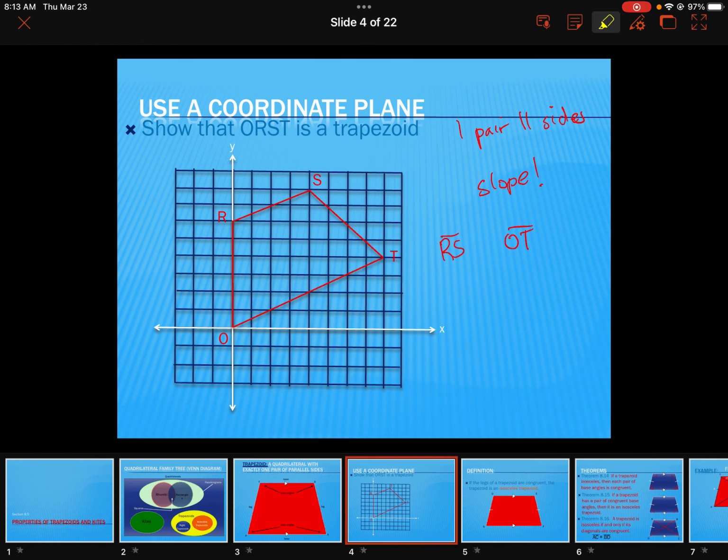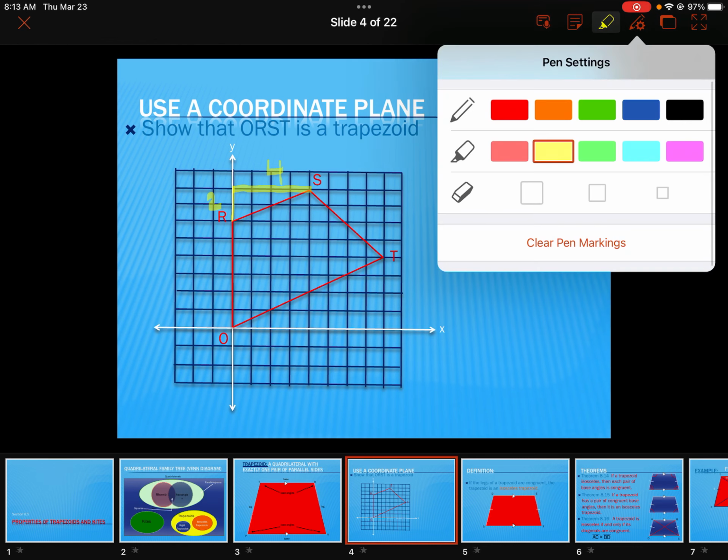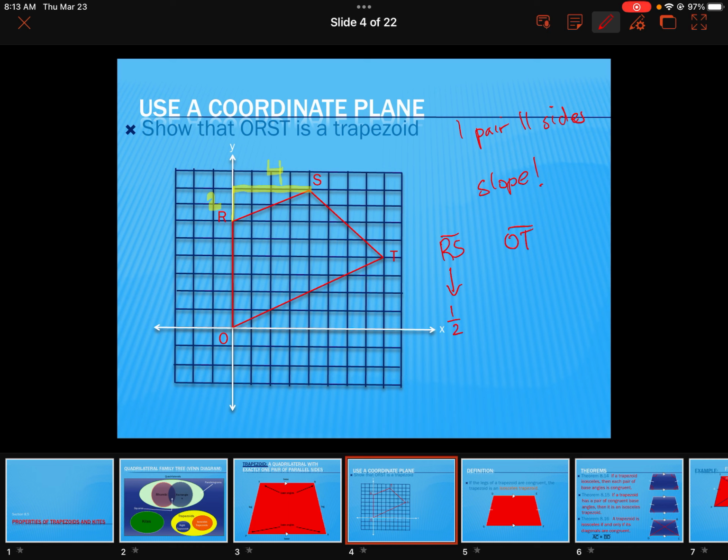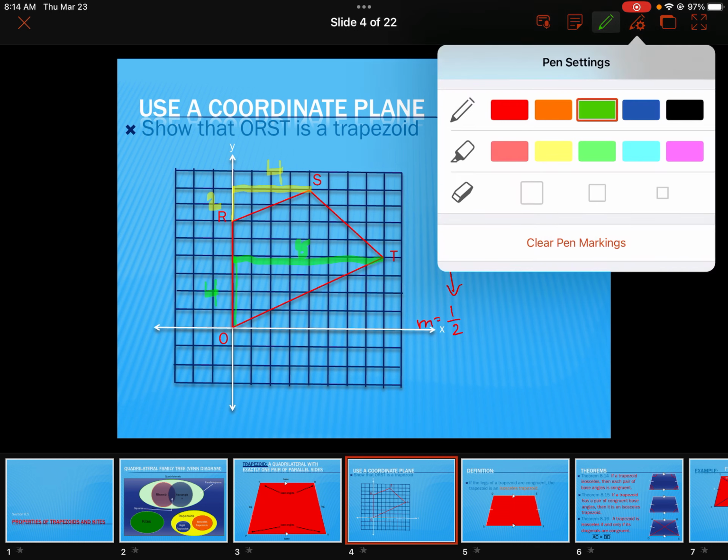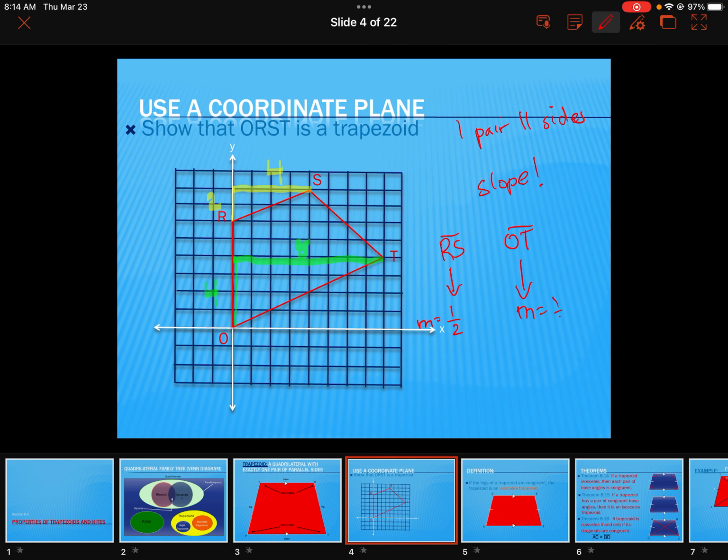Well, we're going to find the slope by counting. From R to S, we're going to count up 2 units, and we're going to count to the right, it looks like 4 units. So if you have a slope of 2/4, that's the same thing as 1/2. Now we want to find the slope of segment OT also. So we're going to do the same thing. We're going to count up, and we're going to count to the right to get from O to T. It looks like we're going up 4, and to the right, 8. So your slope there is 4/8, which is also 1/2. If your slopes are the same, remember, that makes parallel segments.